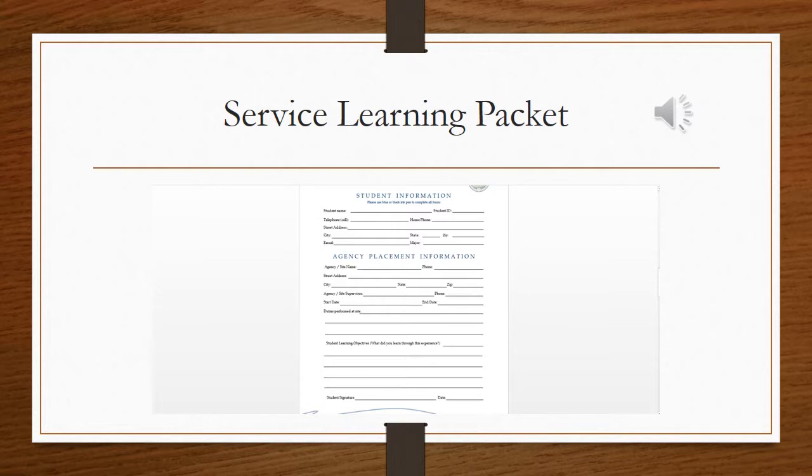The third page of the packet is the student information and agency placement information page. Please make sure that throughout the whole packet you are completing the packet within blue or black ink. Please make sure that your information is updated just in case I need to contact you or when I'll be sending out verified documents to your address. Please make sure that is updated. Below, you'll put in your agency placement information, so the site name, their address, the site supervisor, so the point of contact, their phone number, just in case I need to get in contact with them.